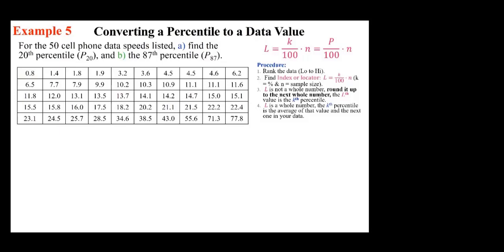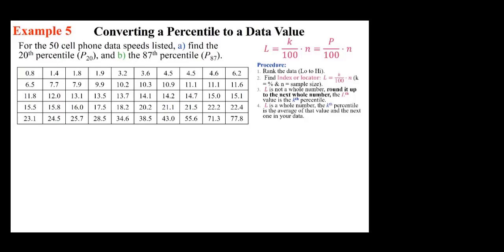And if L is not a whole number, round up. If it's 2.1 or 2.9, it makes no difference. You go to the next number, which is number 3, the third one. So it's not a whole number: 14.1 or 14.5 or 14.7. You go up to the next one. That's the idea. If it's a whole number, the K percentile is the average of that value and the next one in your data. So this is the methodology.